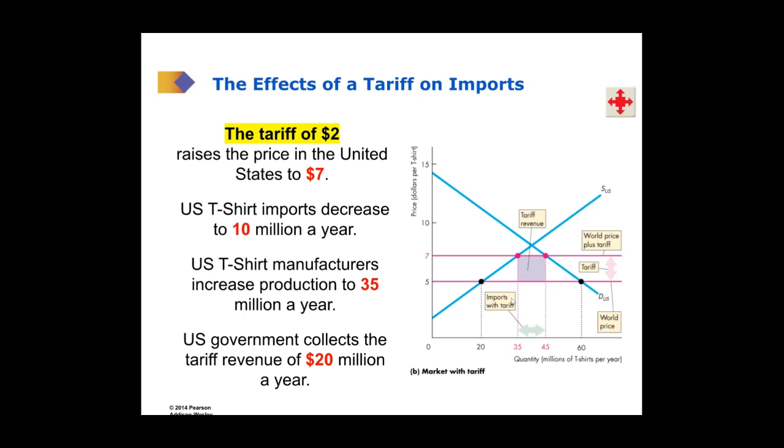That domestic producers produce more at higher prices. The imported T-shirts are subject to the higher prices. They wind up selling significantly less, so there's much less imported. And the government collects $20 million, $2 each on the 10 million T-shirts that are imported. And so you can see here what's happening with producers. Well, domestic producers are getting a higher price and producing more. What happens with consumers? Domestic consumers are paying a higher price, and they're consuming less.